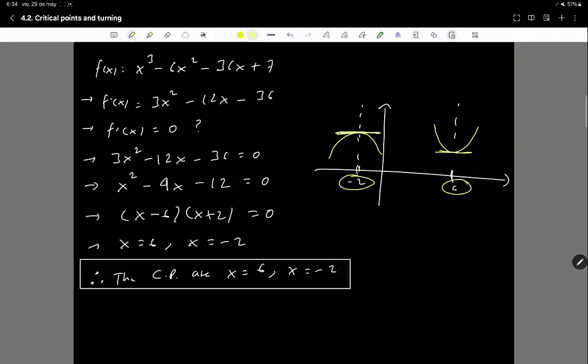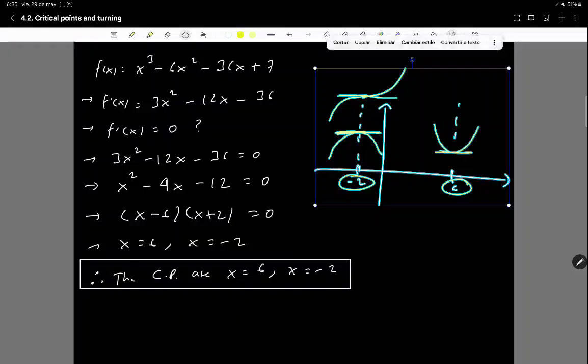Or, let me not forget about that. Or it could be this, like this, you see? Because also at this point here, the slope of the tangent is 0. Okay, so that's what happens at a critical point. This behavior of the function.